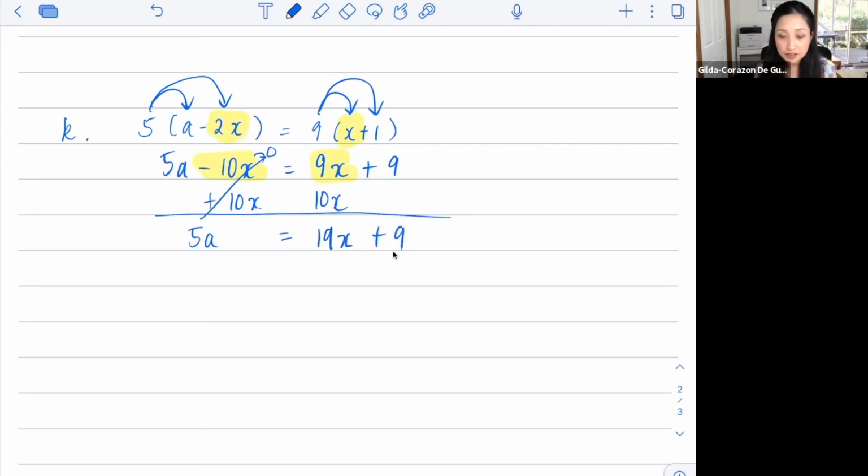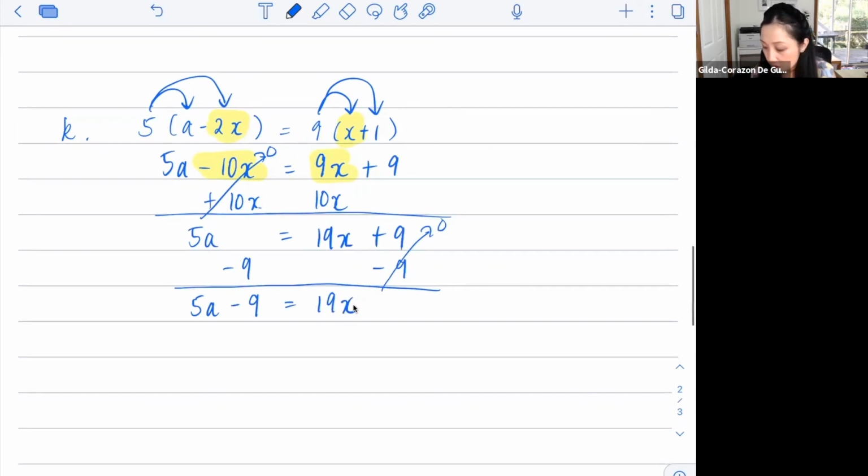You want to get rid of the plus 9, so you minus 9 on both sides. And what do you have there? So you've got 5a minus 9 equals 19x. You've got positive 19x there, so 19 times x. So the reverse would be to divide by 19, right? And therefore you've got 5a minus 9 over 19 is equal to x.